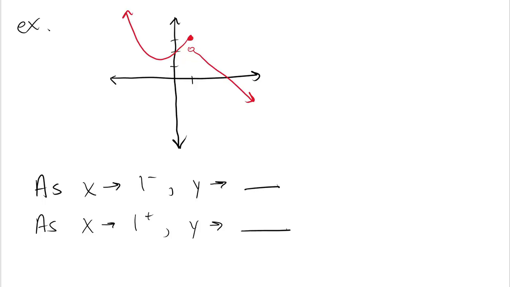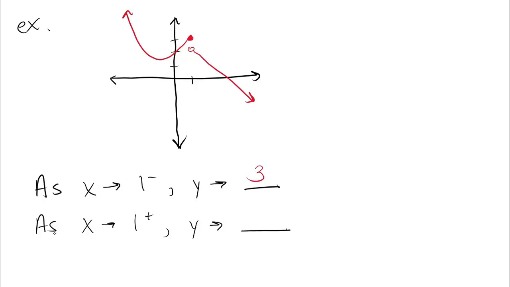Well, if we're approaching 1 from the left, then we're considering points that are smaller than 1. So we're on this branch of the graph, and we're going to get closer and closer to 1 from the left side. Now I know I'm swinging to the right as I do this, but I'm coming in from the left side of 1. And as I come in from the left side of 1, the points on the graph get closer and closer to this location at (1, 3). So the y-coordinate we're getting closer and closer to from the left side of 1 is 3.